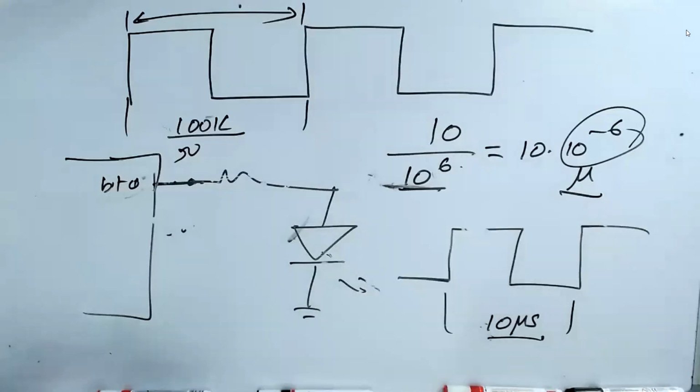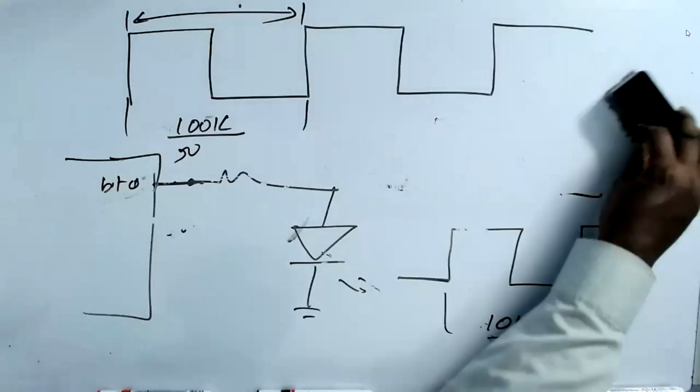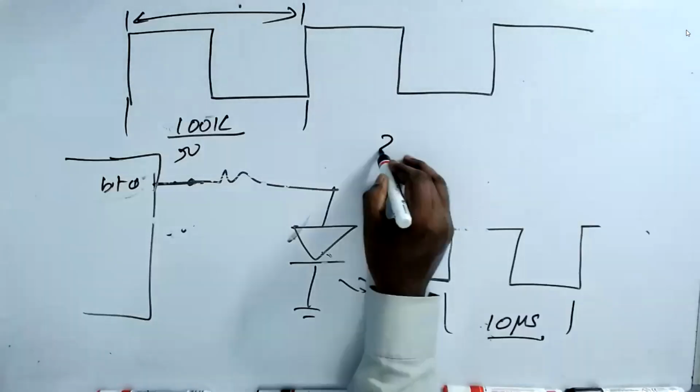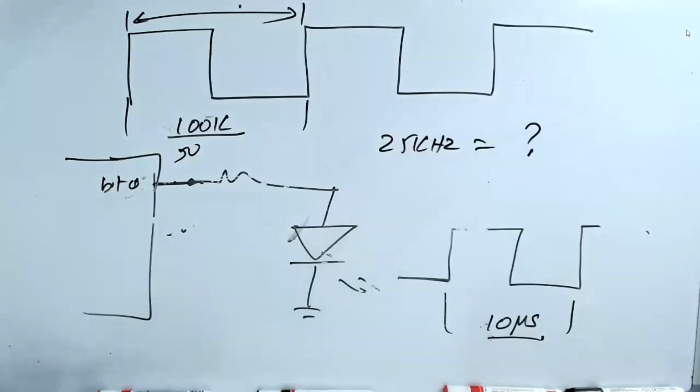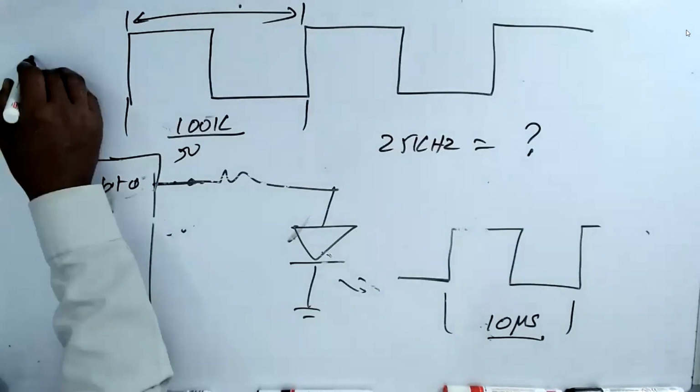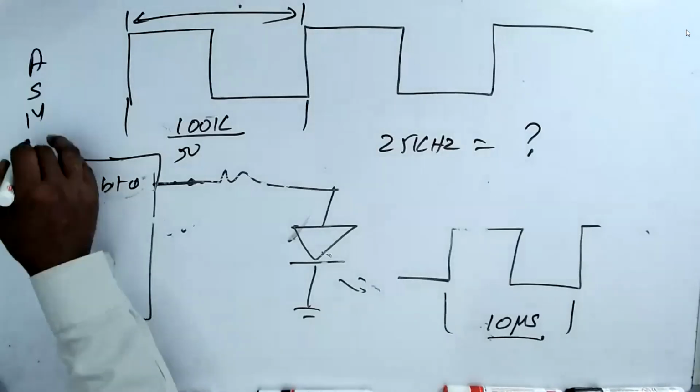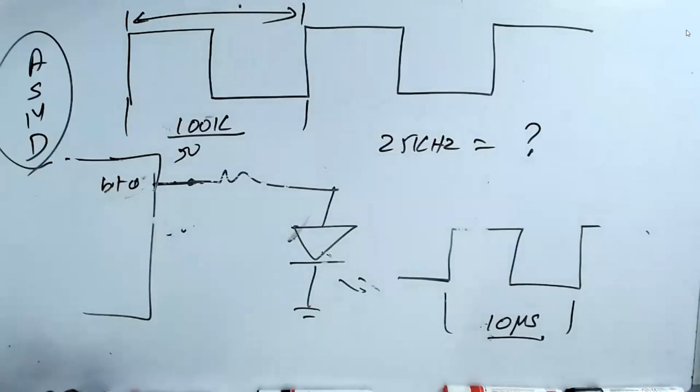If I ask you, 25 kilohertz is equal to how much time? Let us see how fast you give the answer. I told you, it's simple mathematics: addition, subtraction, multiplication, division, not more than that. If you say you're not good at even this, then it's very tough for you to get into embedded. You should give this answer in exactly 1 second. Can anybody give an answer now? I want 25 kilohertz. What is the time?